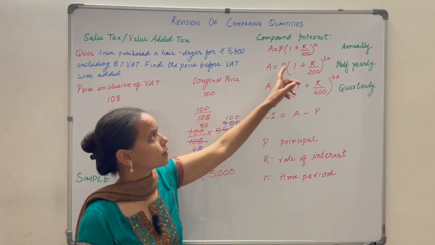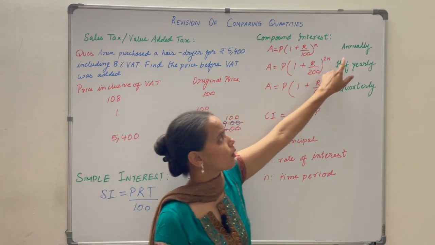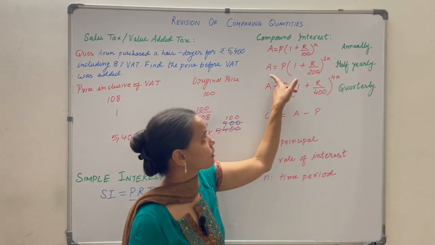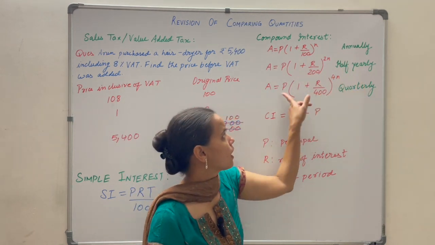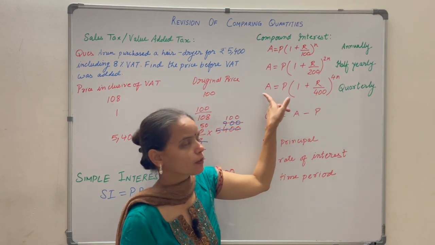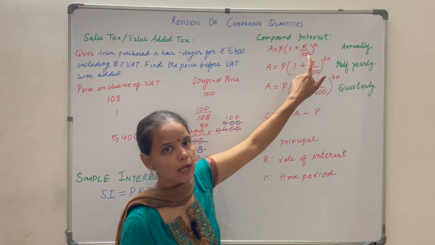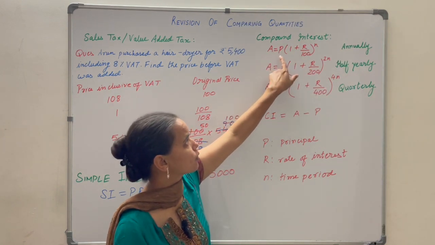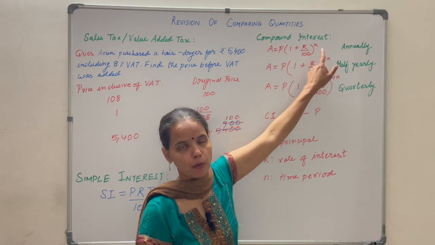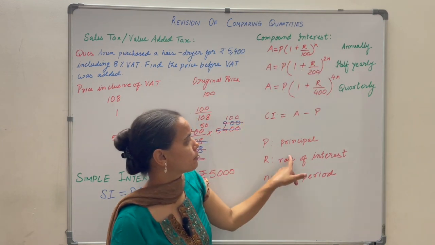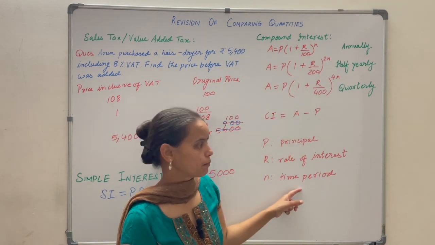Compound interest. So this is the formula to calculate the amount when it is compounded annually. This is the formula to calculate the amount when it is compounded half yearly. And this is the formula to calculate the amount when it is compounded quarterly. So for compounded annually, the formula is amount is equal to P in brackets 1 plus R upon 100 raised to the power n, where P is the principal, R is the rate of interest and n is time period.